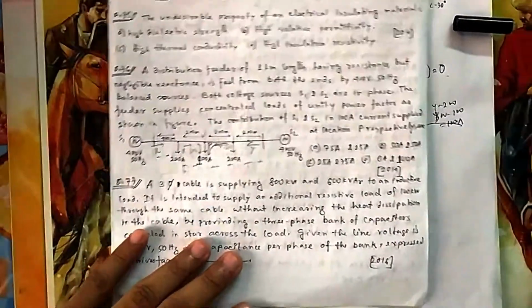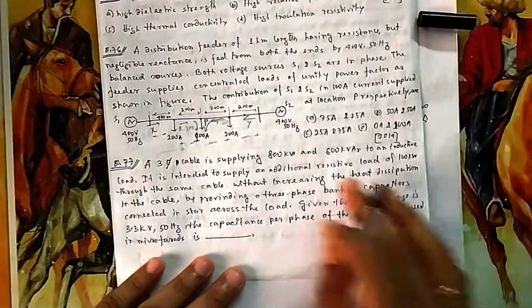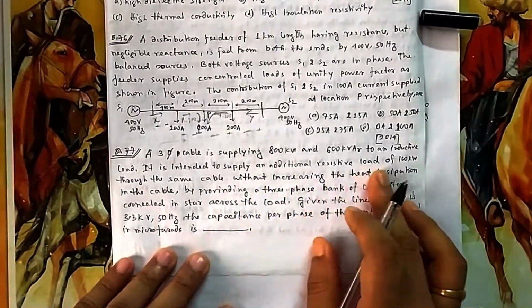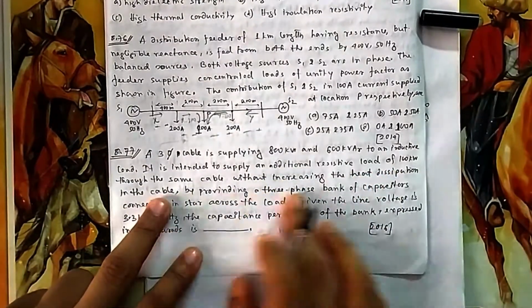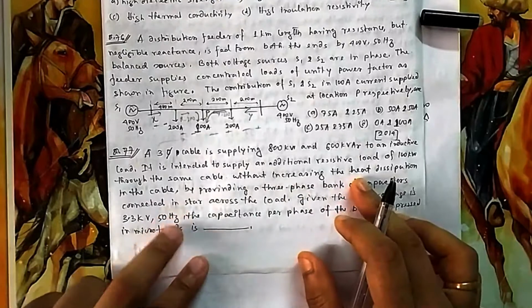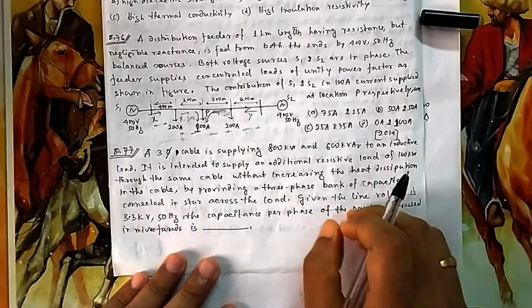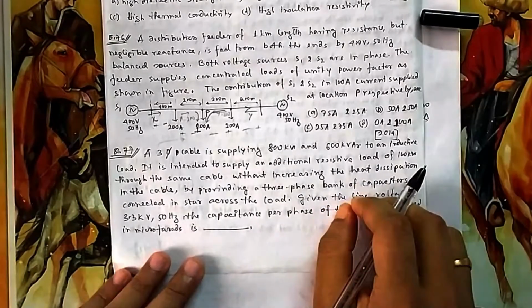Now if you come to question 77, a 3-phase cable is supplying 800 kilowatt, 600 kVAR to an inductive load. It is intended to supply an additional resistive load of 100 kilowatt through the same cable without increasing the heat dissipation. Without increasing heat means you should not increase the magnitude of the current I that was flowing through it.